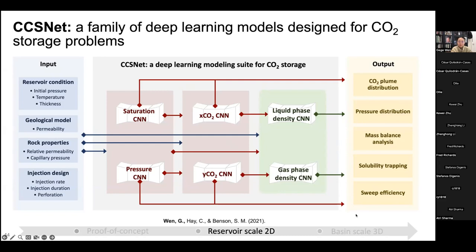So for example, if we take the saturation model as an example, we can see that it takes the input from everything on the left-hand side, and the output first goes directly into the output section and produces the CO2 plume distribution. The output also goes into the molar fraction model to guide what the molar fraction of CO2 in the reservoir is. So that was the modeling suite, CCSNet.